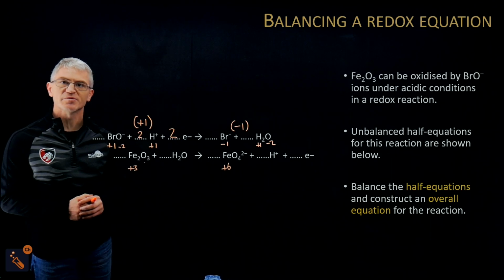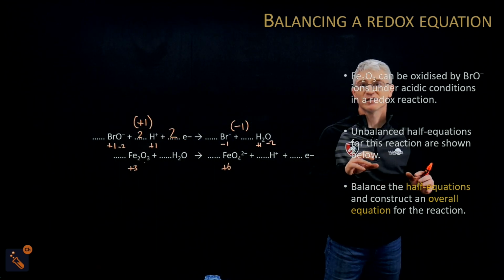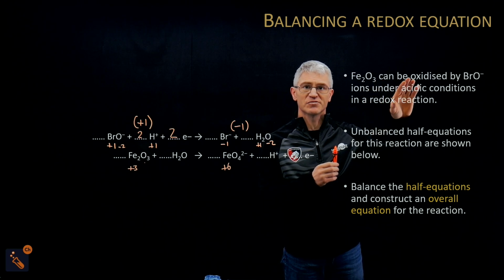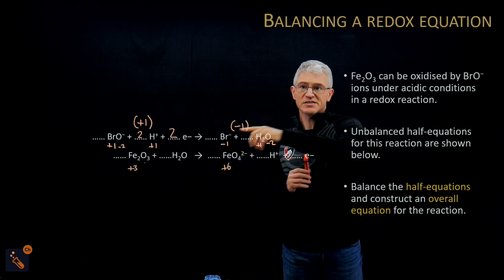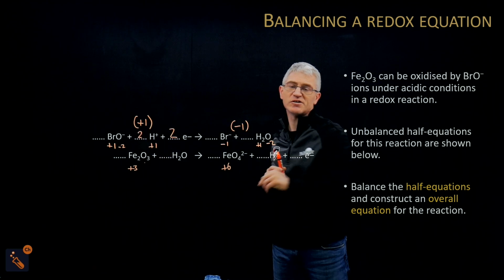Our next question is going to be about balancing a redox equation. I've done some of the working out already for you, and I'm going to show you that in a minute. We're going to take Fe2O3, which can be oxidized by bromate. There's your bromate here, and there's your iron oxide. So we've got 2 half equations.